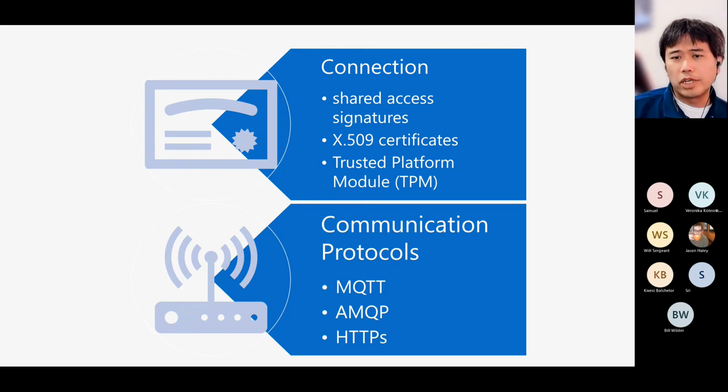And then in terms of communication protocols, it's possible to send data using MQTT, AMQP, or HTTPS. So depending on the network, if they block some of these protocols, you have choices in how to send data to IoT Central.